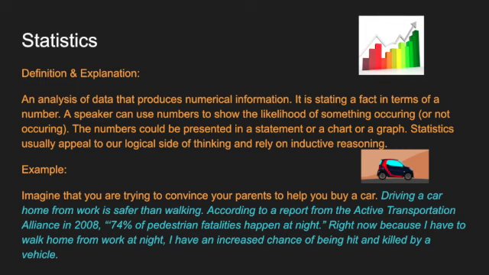Well, imagine that you're trying to convince your parents to help you buy a car. You might try to establish that a car is safer than what you're doing now, and you're going to use numbers to prove that. For example, driving a car home from work is safer than walking. According to a report from the Active Transportation Alliance in 2008, 74% of pedestrian fatalities happen at night. Right now, because I have to walk home from work at night, I have an increased chance of being hit and killed by a vehicle.